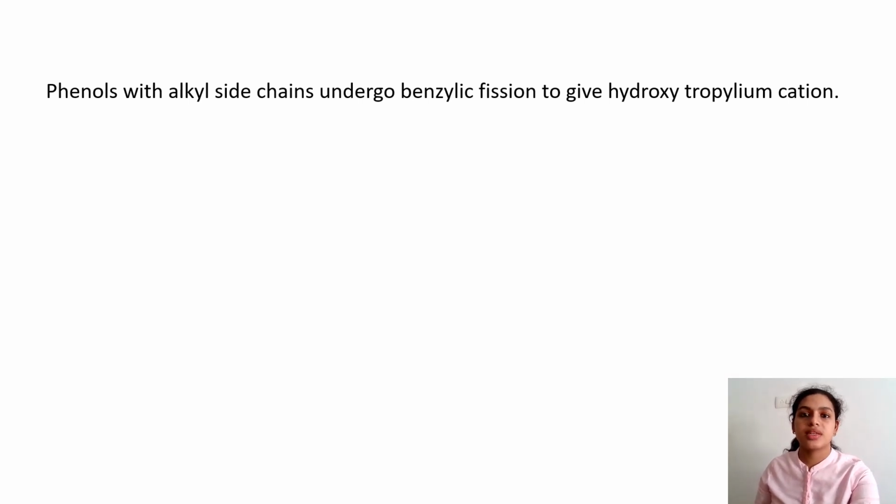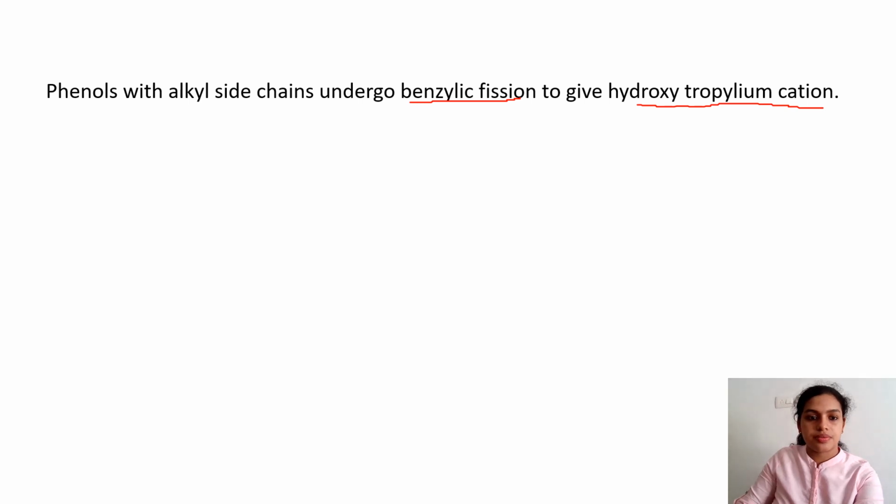And suppose the phenol has an alkyl side chain, it undergoes benzylic fission to give the hydroxy tropylium cation. Let's see the fragmentation. For example, phenol with an OH group, phenol with an alkyl side chain. The simplest example could be this one.